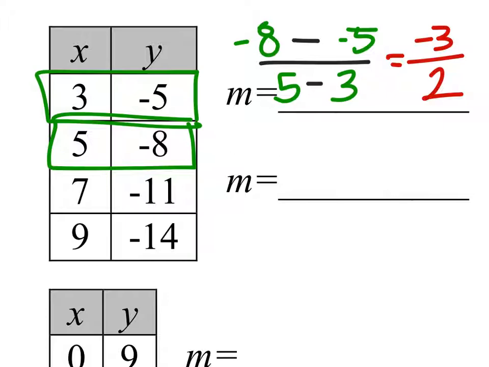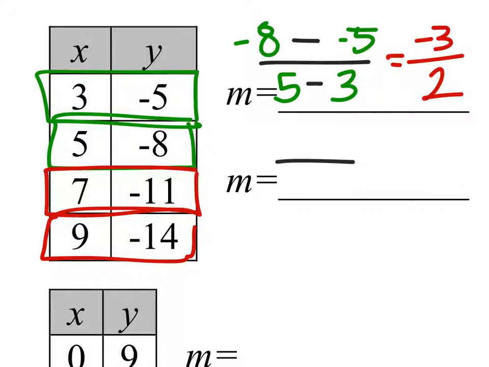Now let's find the rate of change, which is also kind of like the rainbow method, right? We're going to make this a fraction like this, but I'm going to connect 2 points. Let's use 2 different points on this one. So what other points do you guys want to use? 7, negative 11, and which other one? 9 and negative 14. Alright, let's do it.